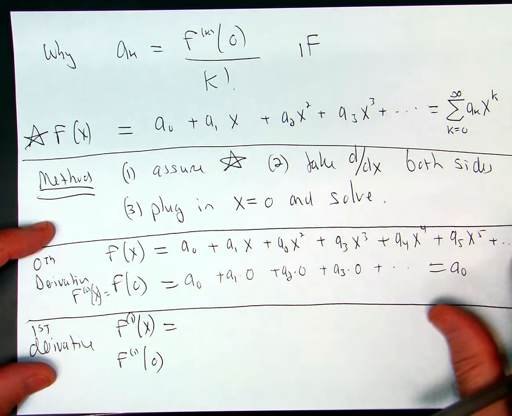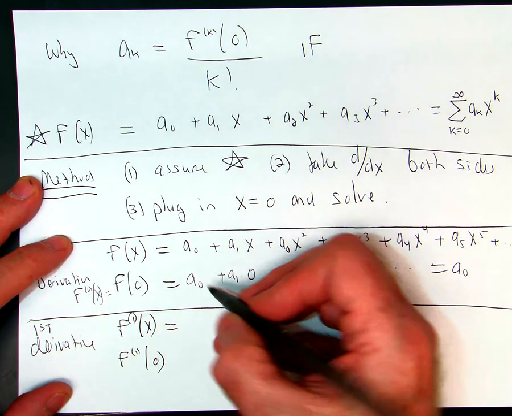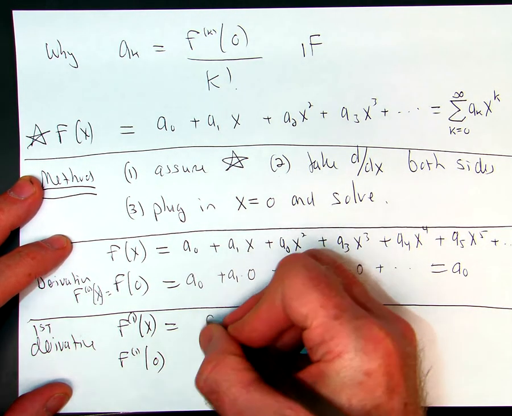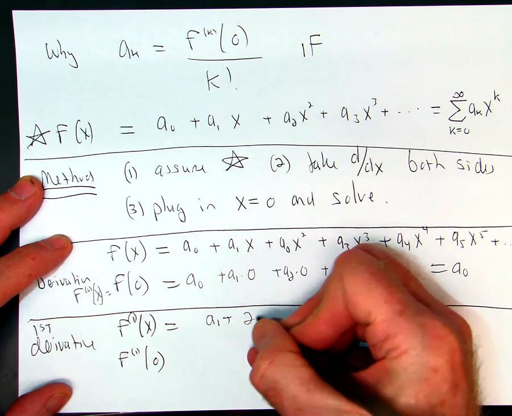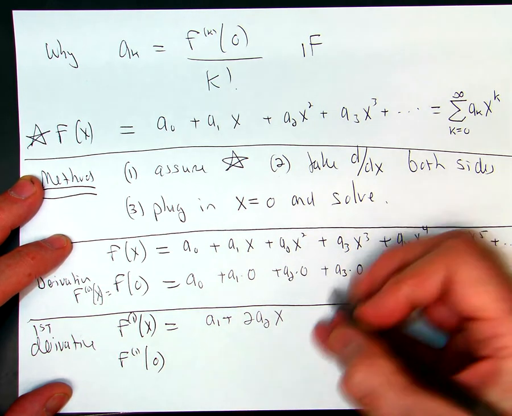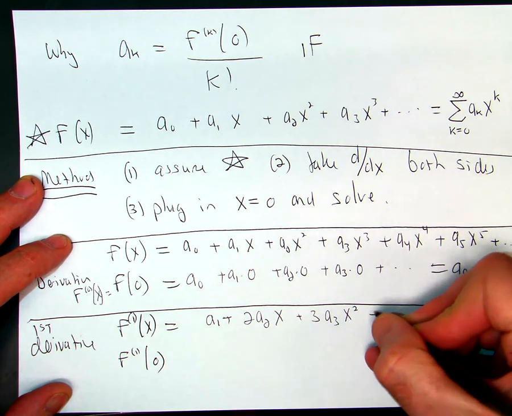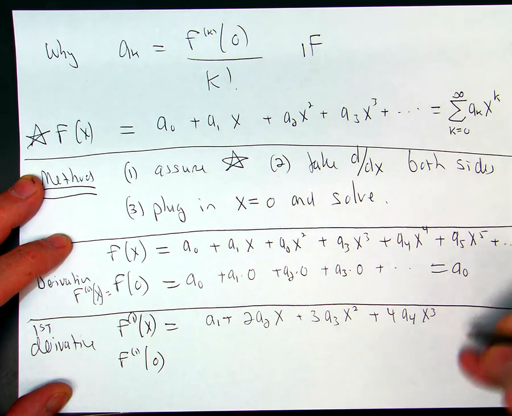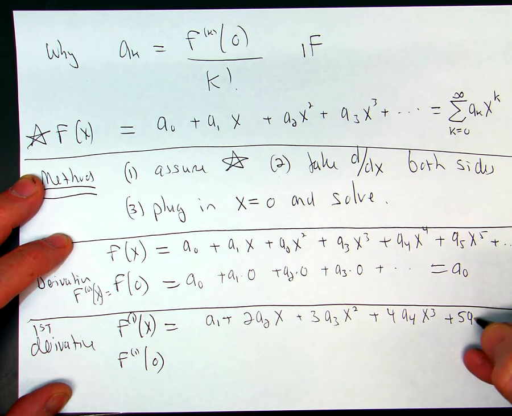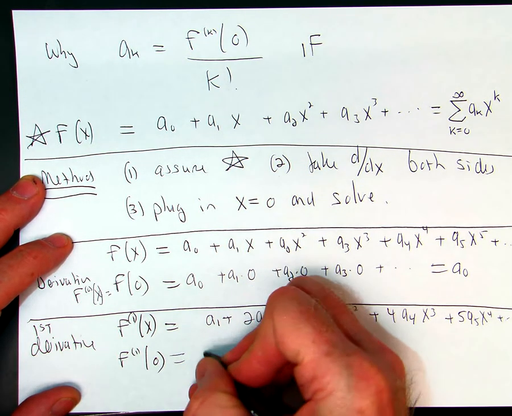So now I'm going to take the first derivative and plug in x equals 0. So the first derivative, that's going to be 0. That's going to be a1. That's going to be 2 times a2 times x. That's going to be 3 times a3 x squared. 4 times a4 x cubed. I'll do one more, 5 times a5 x to the 4th. Okay, I plug in 0.